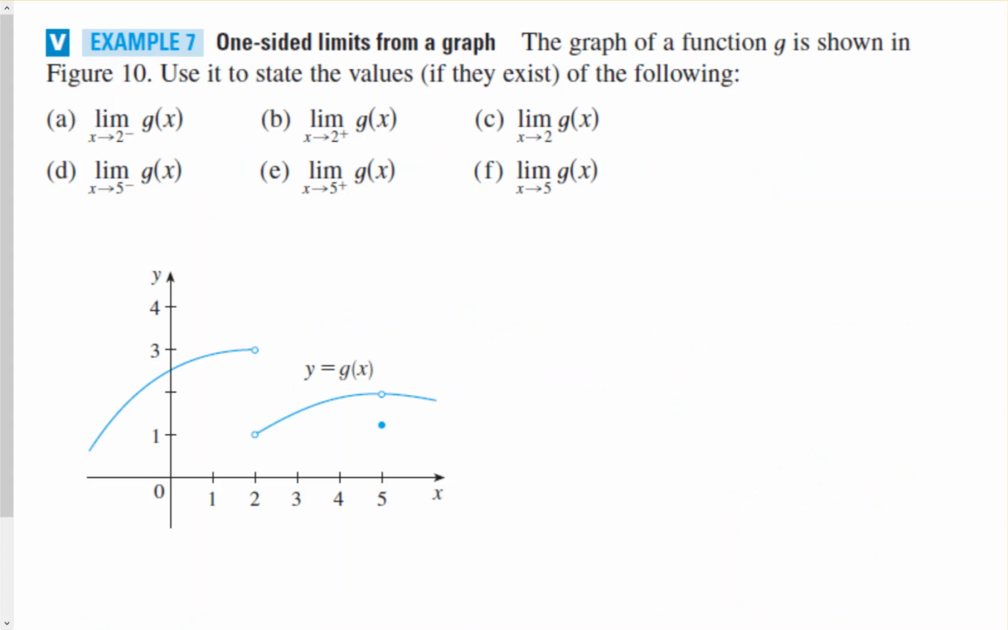Okay, so let's do this. Limit as x is approaching 2 from the left of our function. All this is g of x, right? So this curve, all this dot. So limit as x is approaching 2 from the left. Here's 2. From the left of 2, it looks like we're approaching 3.